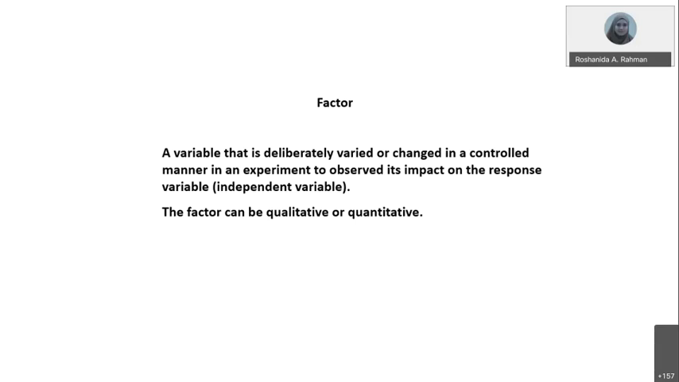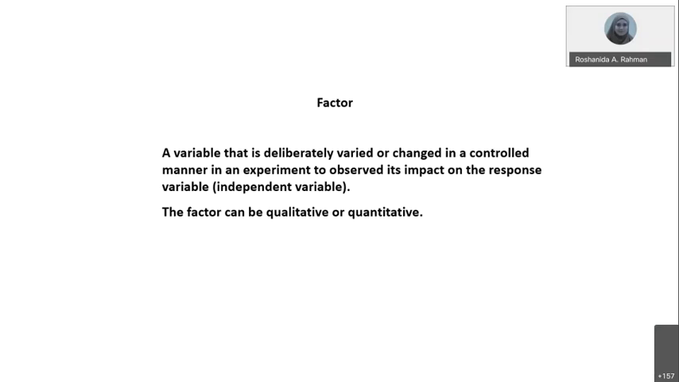So factors are actually what you have to proceed with for your experimental process in DOE. We call these factors independent variables. These factors can be qualitative or quantitative. So what does it mean? The examples that I've given to you, which are pH, temperature, and time, these are quantitative factors.